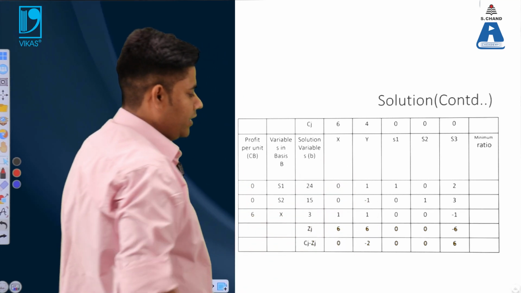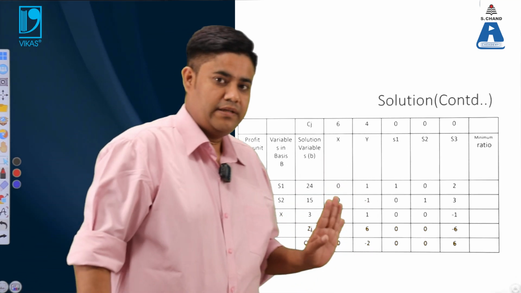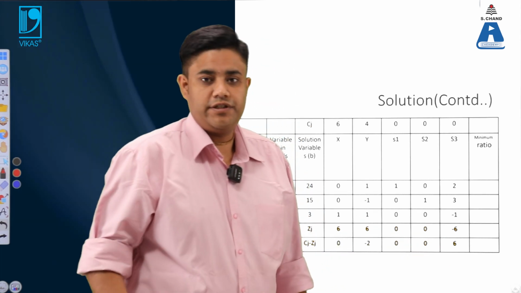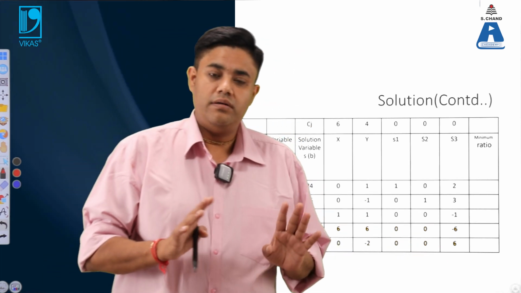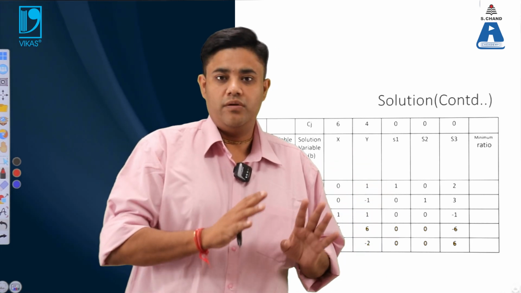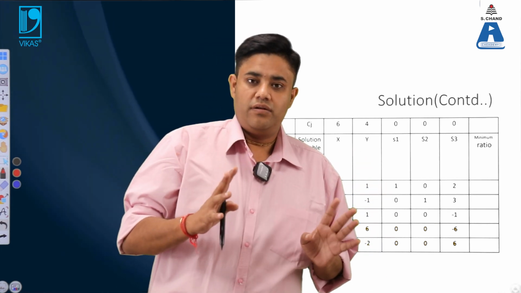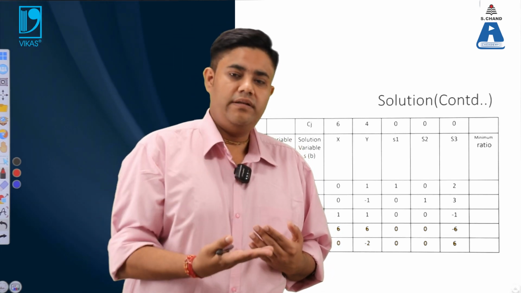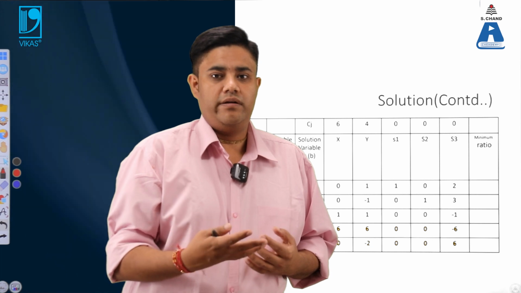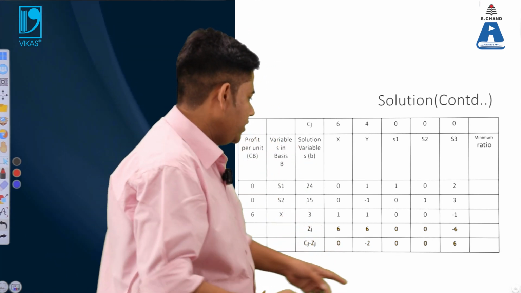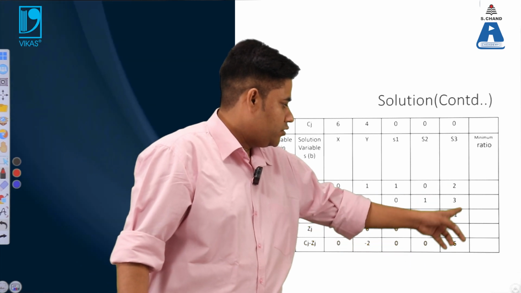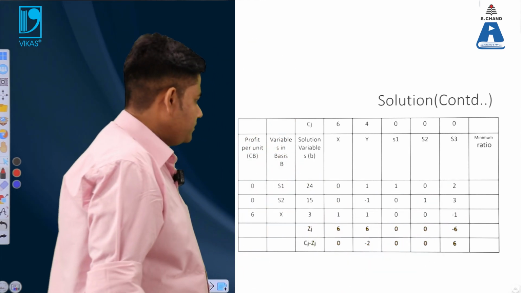So here you got all the elements as either zeros or negative, but here you got one element as 6, which is positive. That means the particular solution is not optimal. So you have to repeat the same procedure to make it optimal. So what is that same procedure? You have to choose this element as the key column.